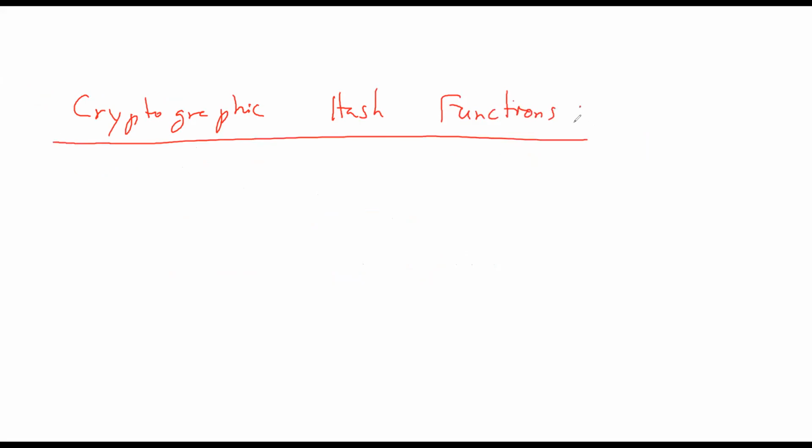Cryptographic hash functions. We're going to define that. How can we define this? Simply we can say a hash function is an algorithm.